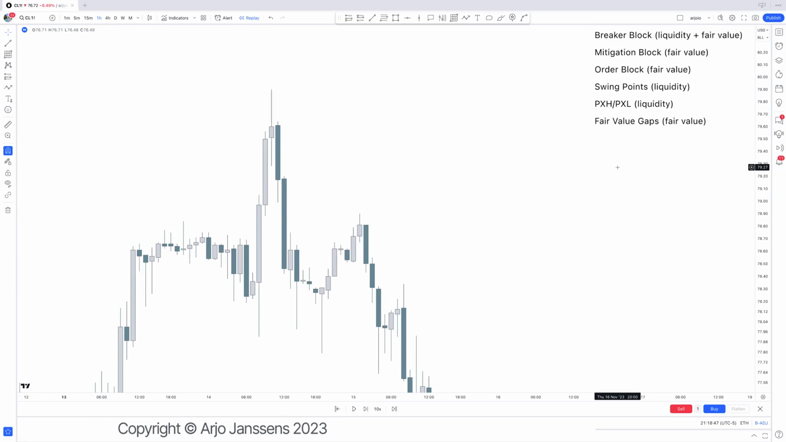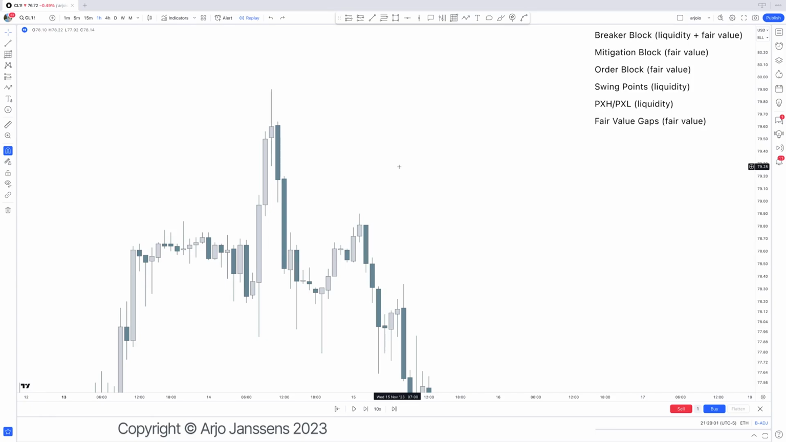Previous highs, previous lows, also liquidity. Fair value gaps, also liquidity. So again, the discussion of something being an order block, a breaker block, mitigation block is very futile and extremely almost stupid, I would call it. Because if you argue about that, then you just don't really understand how the market functions in itself.